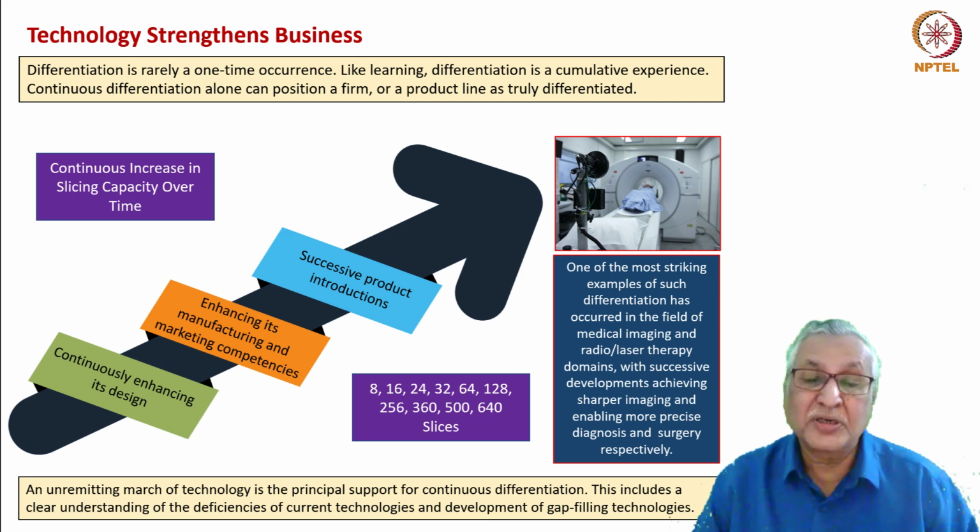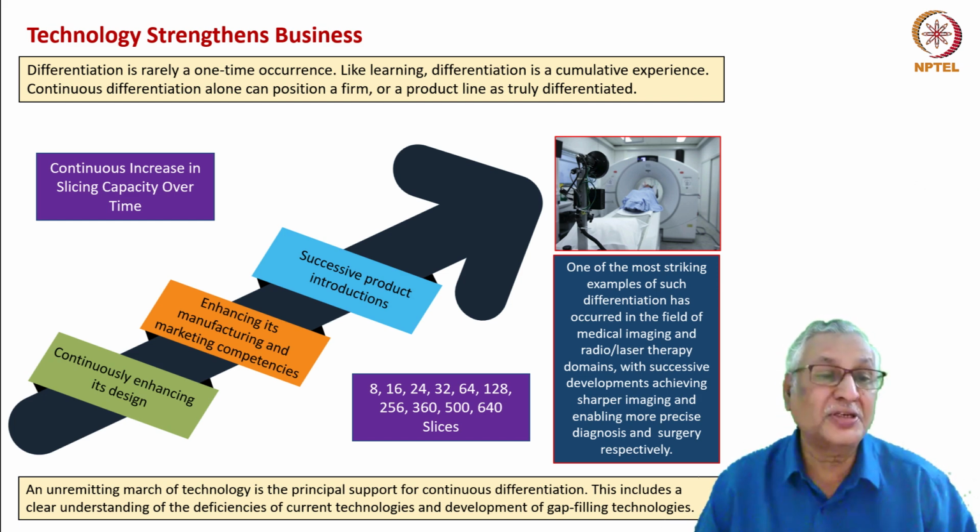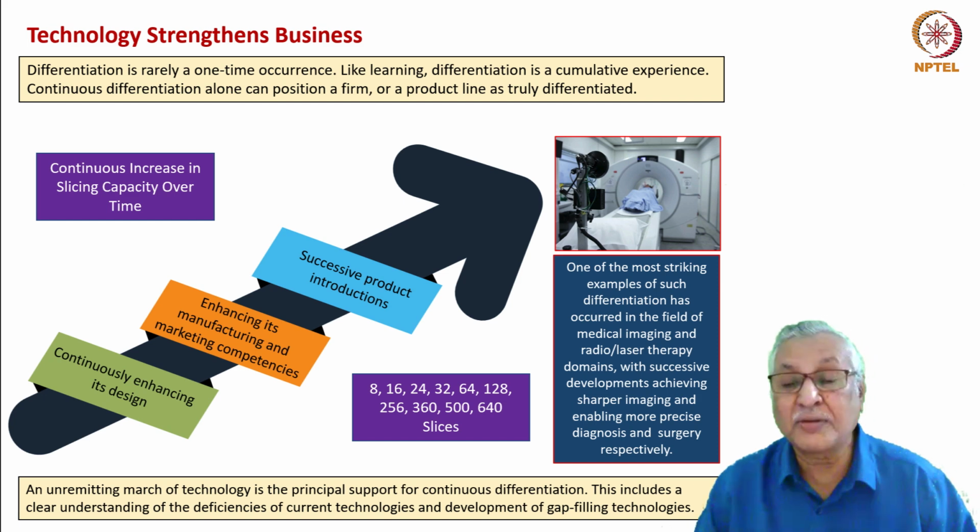The imaging equipment started with 8 slices, moved to 16, then to 24, 32, 64, 128, 256, 360, 500, and now 640 slice CT scans are commonplace. So there has been a continuous increase in slicing capacity over time, which has enabled medical diagnostics to take an important step ahead in terms of understanding the disease patterns.